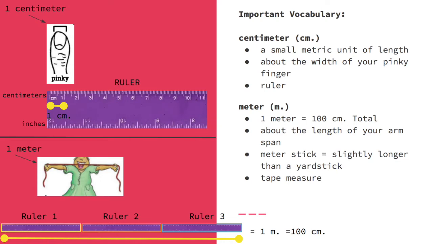Down below, you can see an image of a silly person holding a piece of yarn with her arms wide open. That's to remind you that 1 meter is about the length of an arm span. But like the pinky measurement, it's just an estimate. It's not exact. 1 meter is also about the length of 3 rulers, plus a little extra. 1 meter is also equal to 100 centimeters. Don't forget that detail.